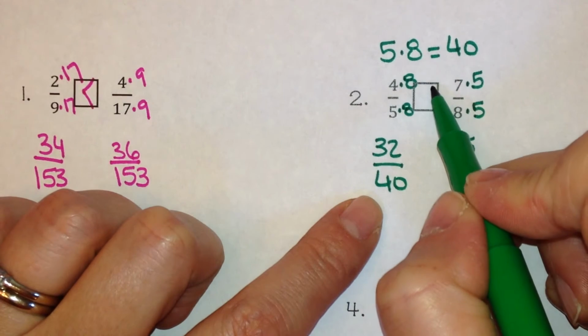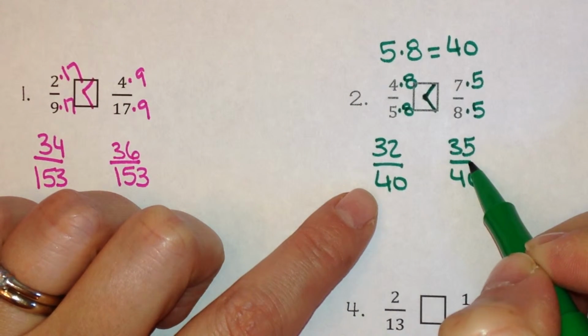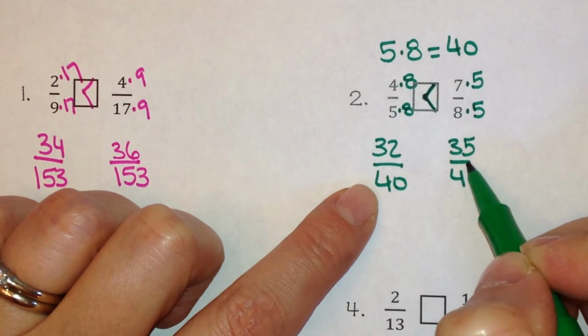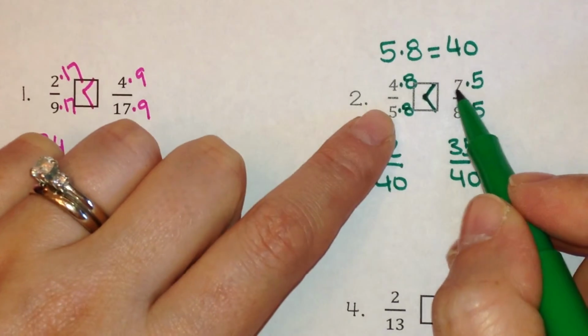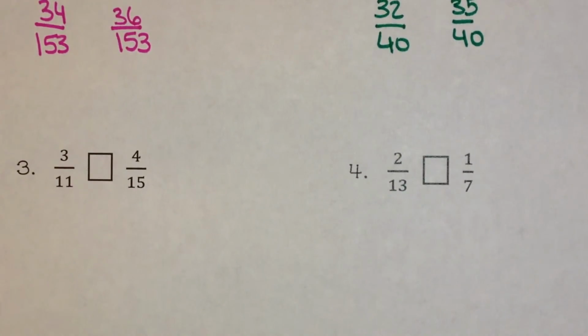Okay, so some people think of it as the alligator eats the larger one, or we know that 32/40 is less than 35/40. So 4/5 is less than 7/8. All right, last two.